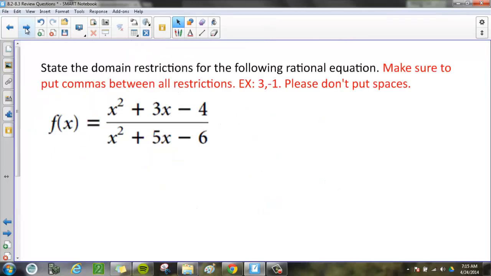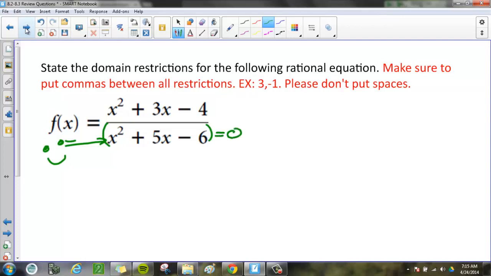Moving on. Next one. State the domain restrictions for the following rational equation. Okay, the domain restrictions. What's nice about this one is you just have to look at the denominator. Just look at the denominator. That's all you have to do. What you need to do is figure out when this is equal to 0. You've got to set it equal to 0 and solve. You don't even care about this for finding domain restrictions.